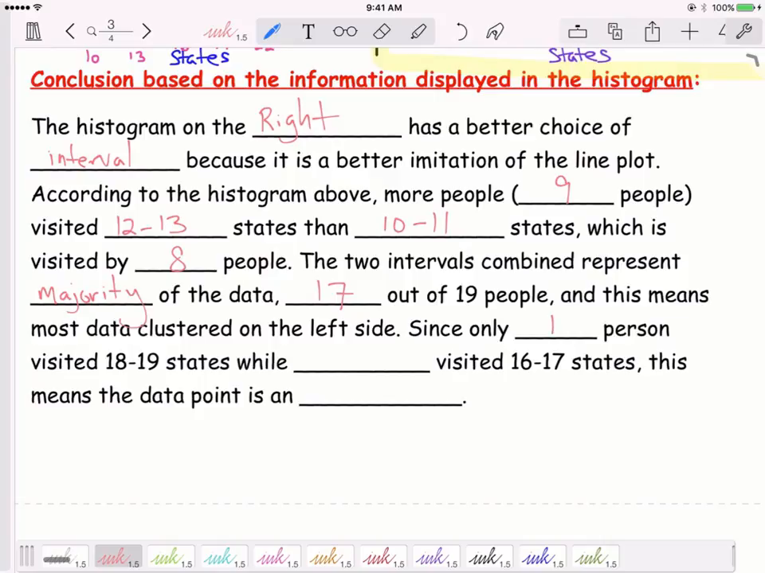Since only 1 person visited 18 to 19 states, while no one visited 16 to 17 states, this means the data point is an outlier.